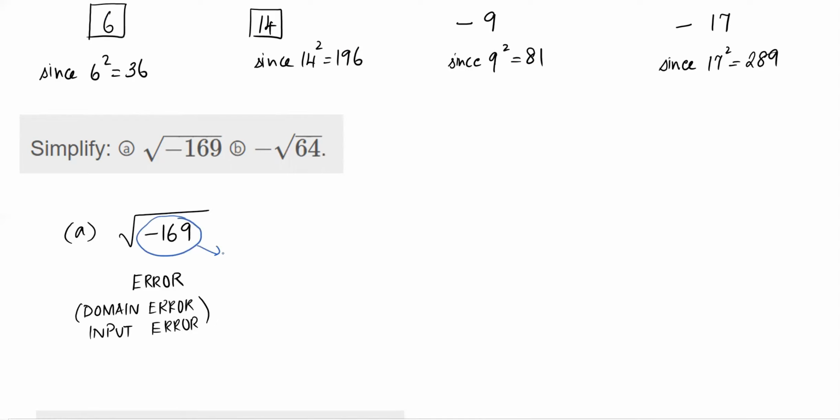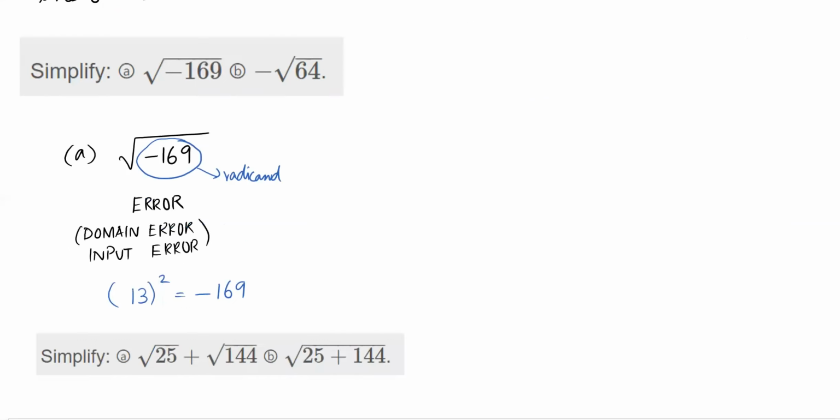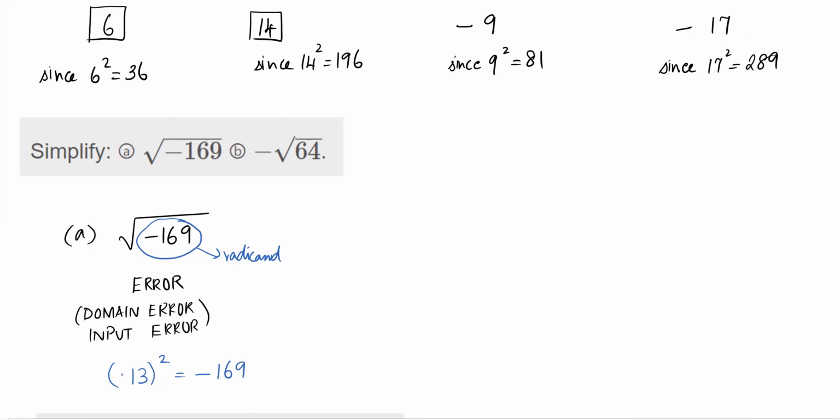So this is the radicand, right? So we're asking ourselves, what times itself will give me this negative 169? Well, we know that 13 is going to work. 13 squared is 169. No problem with that. But that was not the question. The question was negative 169. So 13 squared only gives me a positive 169, right? So, oops, this does not give me negative 169.